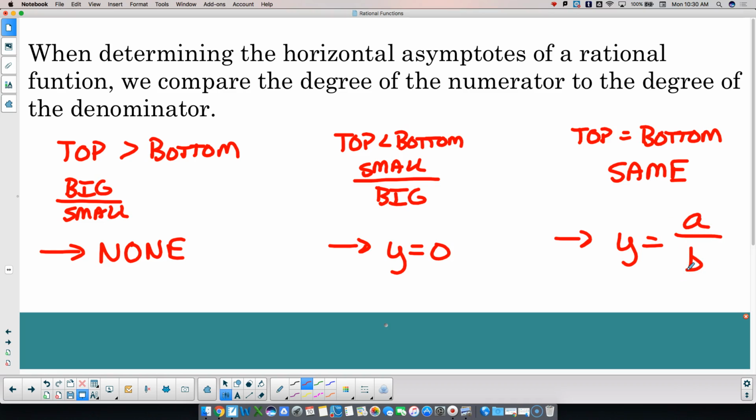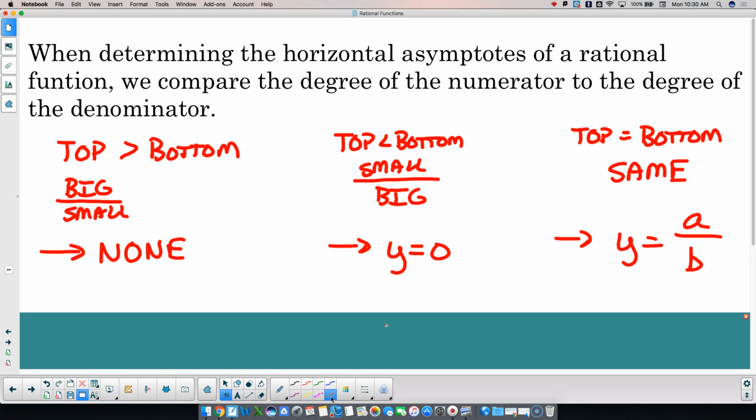Somebody other than Jenna, where do I get A? Where do I get B? Of the top and the bottom. A is the lead coefficient of the numerator. B is the lead coefficient of the bottom. Yep, love it. So those two are locked in. You have a horizontal asymptote there. I'm not changing that whatsoever.